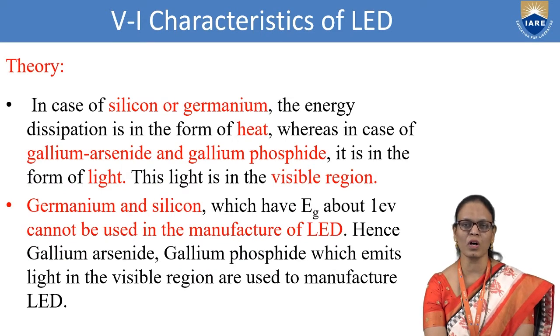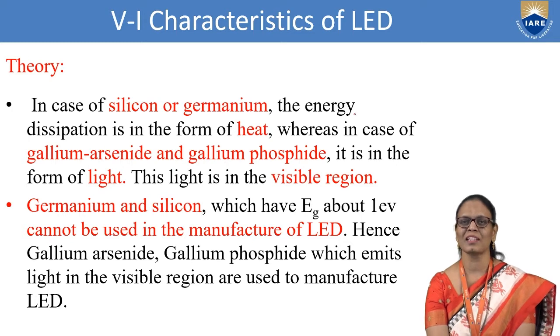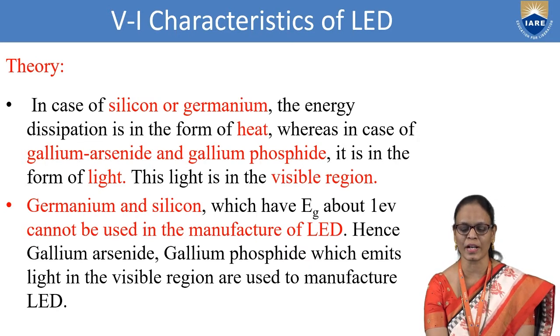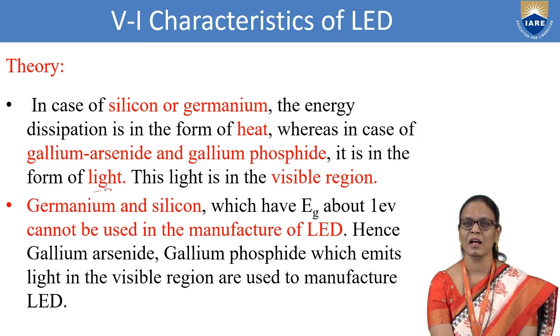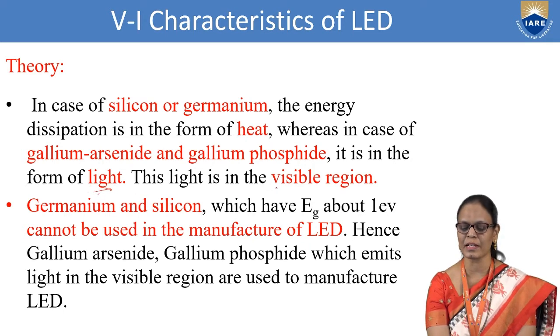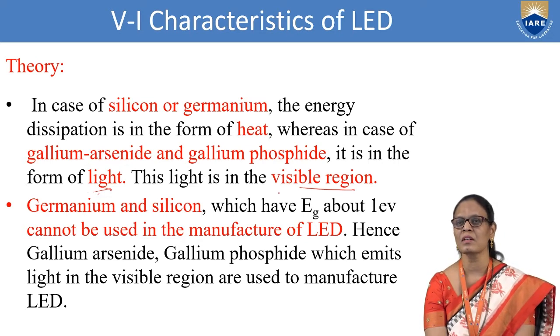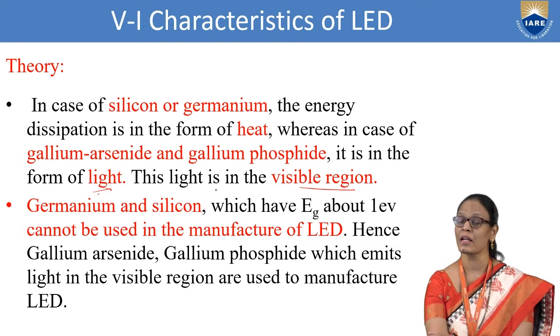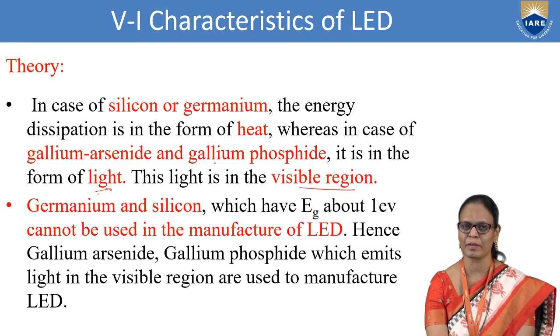Now, in case of silicon or germanium, these are the two semiconductors which we generally talk about, the energy dissipation is in the form of heat. Whereas in case of gallium arsenide and gallium phosphide, it is in the form of light. And that light is in the visible region, so when an LED glows, you will be able to see it. That is why you need to understand why we are using a gallium arsenide or a gallium phosphide LED instead of a silicon or a germanium LED.